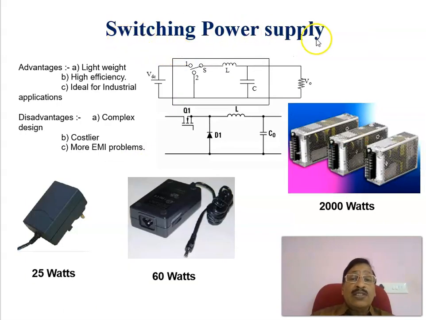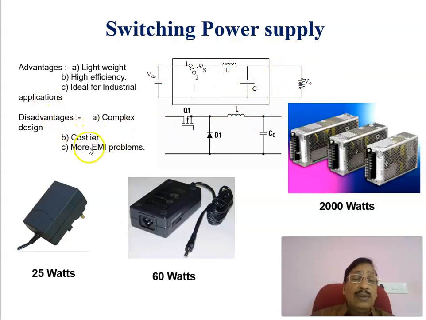But in the switching power supply, as I already explained, the semiconductor device is working as a switch. It will be either in saturation or in cutoff, and in that case the advantage is that the weight is less because it is operating at a very high frequency. The size of the inductor will be very less, therefore volume and weight will be very less, and the efficiency is also much higher than the linear power supply because the losses, the switching loss, are very less. That is why the efficiency will be very large.